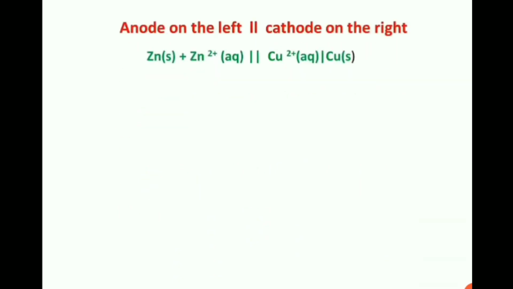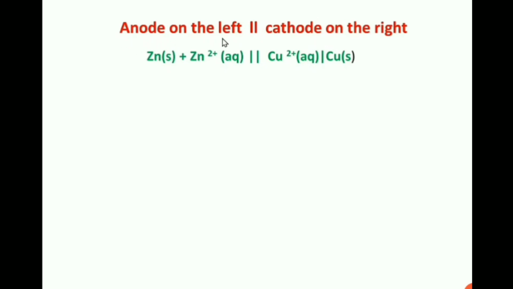A cell can be represented with the anode on the left side and the cathode on the right side. In between them, a double vertical line is present, known as the salt bridge. So, anode on the left side and cathode on the right side, and in between the two solutions a double vertical line is found, which is known as the salt bridge.